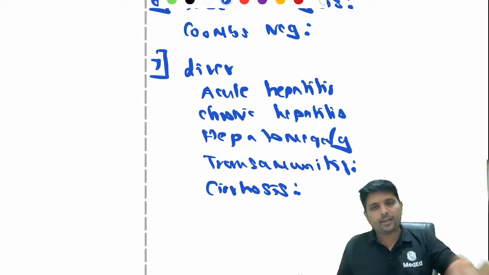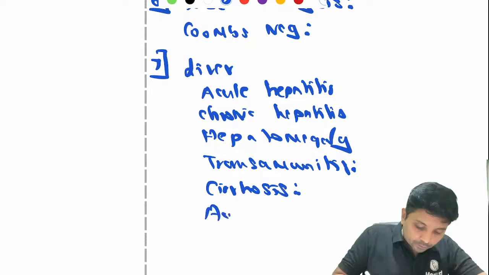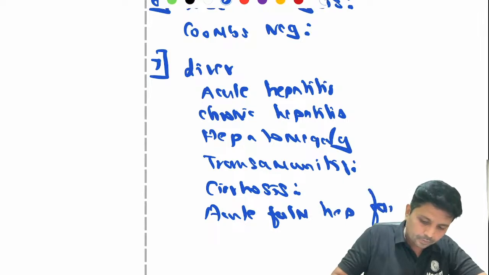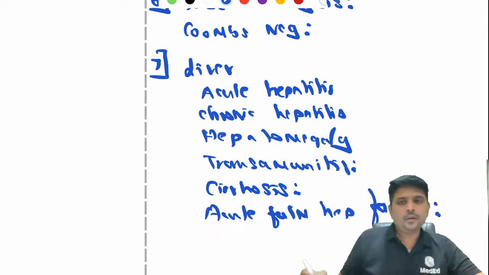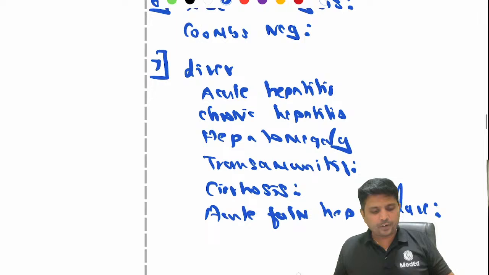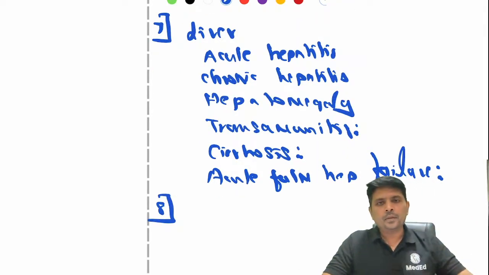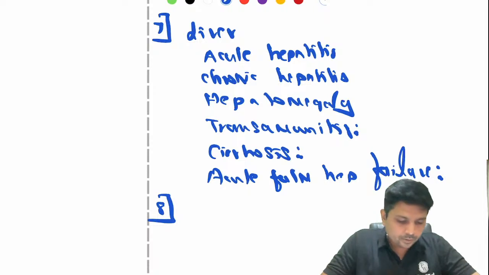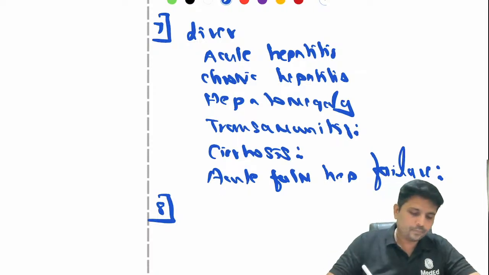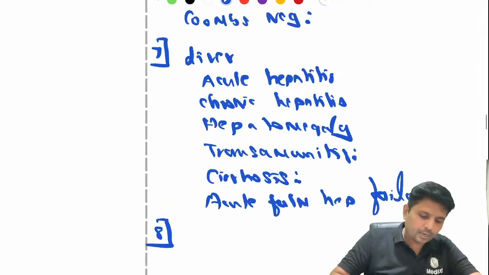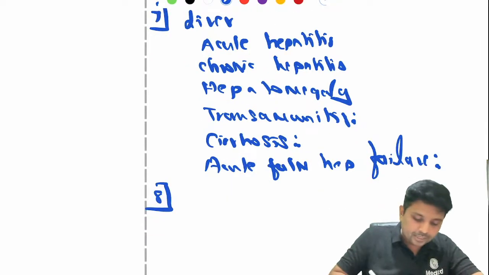And you can have acute fulminant hepatic failure. Acute fulminant hepatic failure. Okay, with respect to liver, acute, chronic liver disease.